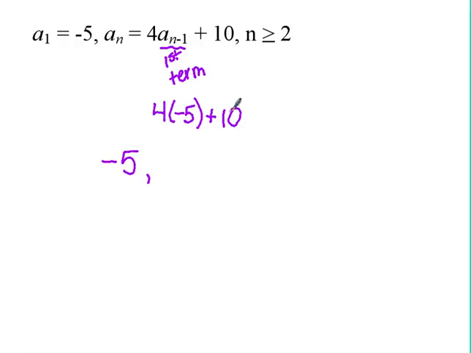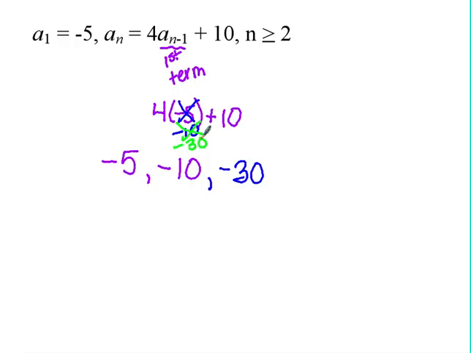So my second term should be negative 10. Now to find the third term, in place of negative 5, what am I going to put? I'm going to put negative 10 in here. So 4 times negative 10 plus 10 is negative 30. So in place of negative 10, I'm now going to put negative 30.